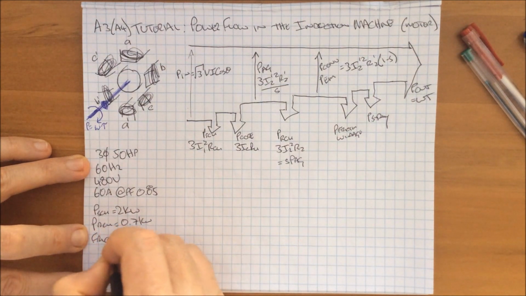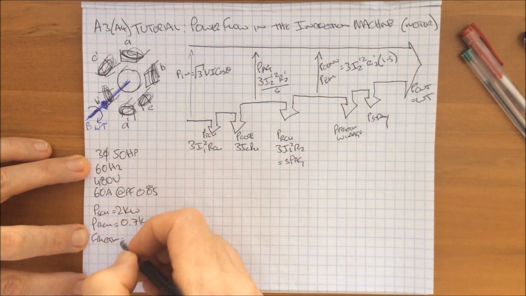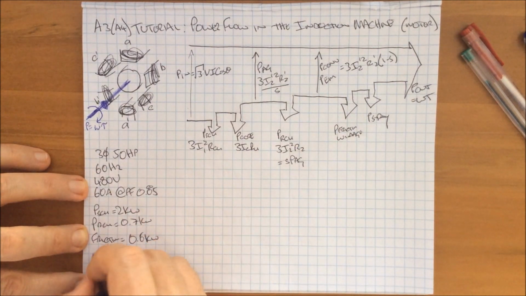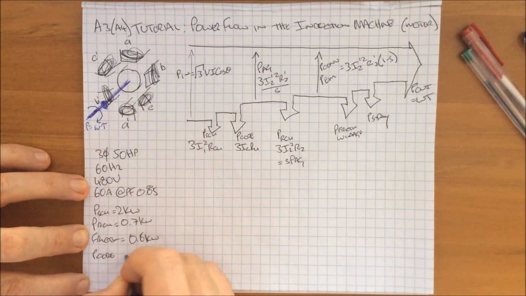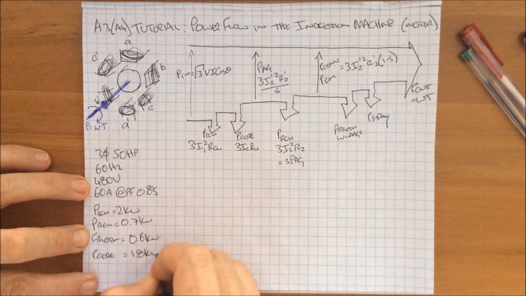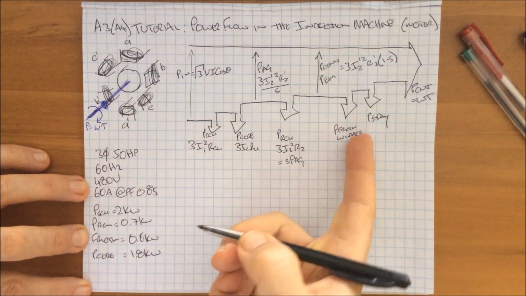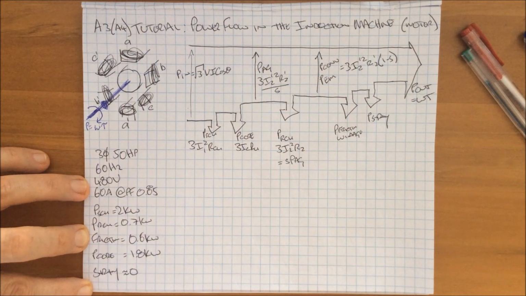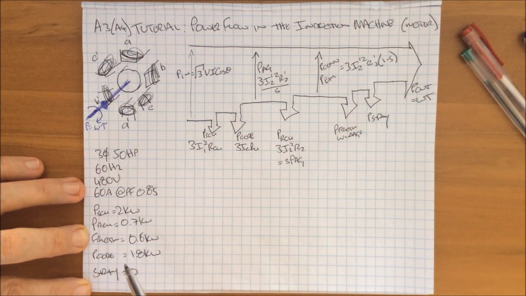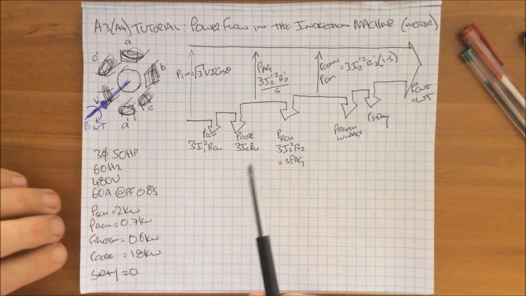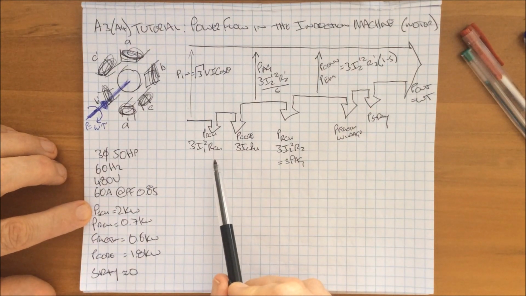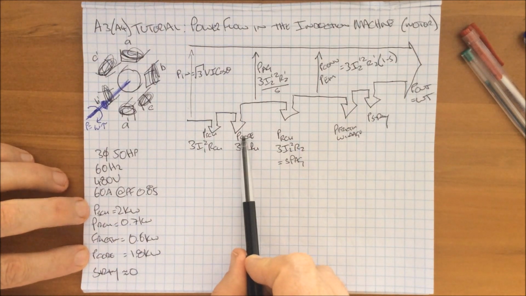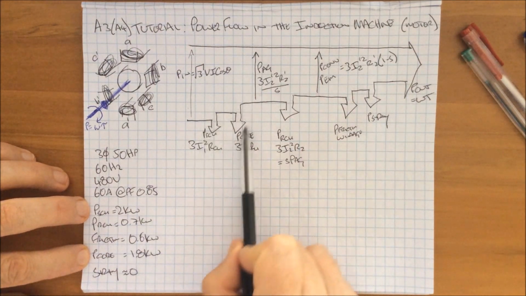We'll say friction and windage is 0.6 kilowatts. The power in the core is 1.8 kilowatts. And we haven't accounted for the stray, but we'll say that that's negligible. So first off, we're looking at this and we can see that we're already losing 2 kilowatts here and 1.8 here. So we're losing almost 4 kilowatts in the stator windings of this machine.